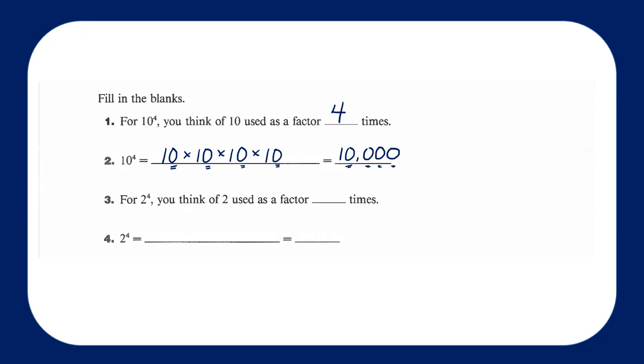Question 3. For 2 to the 4th power, you think of 2 used as a factor 4 times. Question 4. 2 to the 4th power equals 2 times 2 times 2 times 2. To solve this problem, 2 times 2 equals 4, 2 times 2 equals 4, and 4 times 4 equals 16. So your answer is 16.